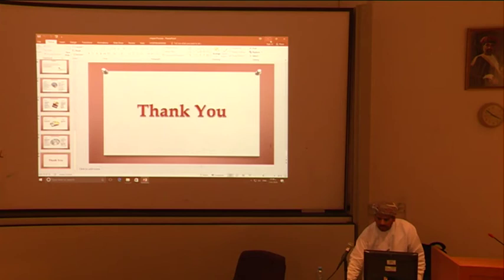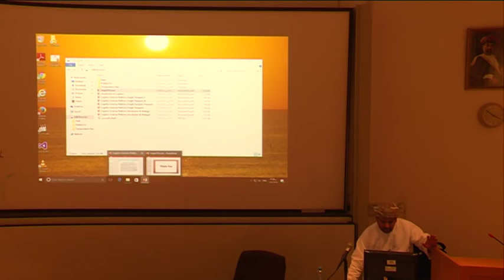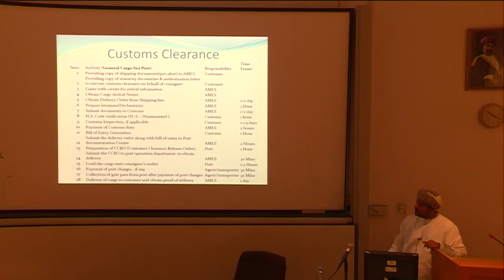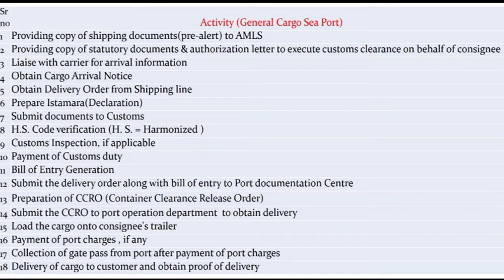Okay, we are done, but the final one, just to make sure that we have covered everything, let's just look at this process. Let's just follow this one. This is the general cargo seaport customs clearance process, a detailed process. We almost know everything now, but there are some additional items in the customs clearance process. I brought this one from AMLS, Al Madina Logistics.